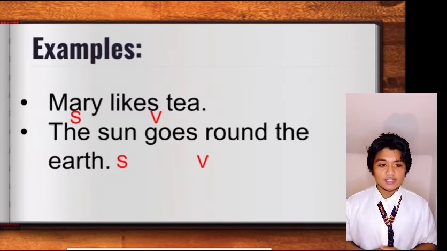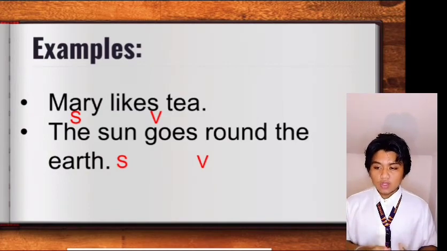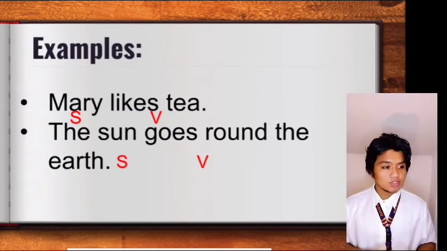Now, in that sentence, the subject is Mary and the verb is likes. Likewise, in the second sentence, the verb is goes around and the subject is the sun. That sentence can fully express a thought with no barriers, no hindrances, and no ambiguous meaning.